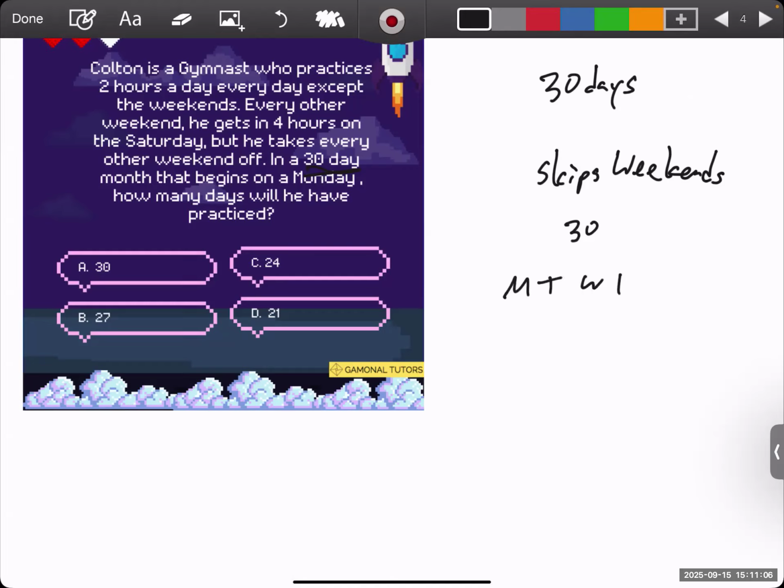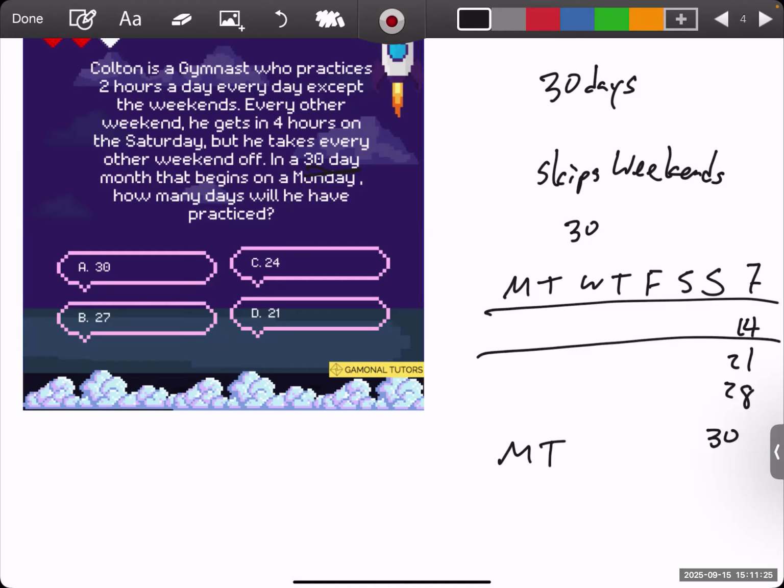Tuesday, Wednesday. And I would probably do it just like this, where I write it all the way out. And so that's 7 days so far, 14, 21, 28, and then Monday, Tuesday would be 30. All right. And so you can see each week counts as 7 more days, except for that last week, there's only 2 extra days there. And so now you can actually go through and show which days he would be working.